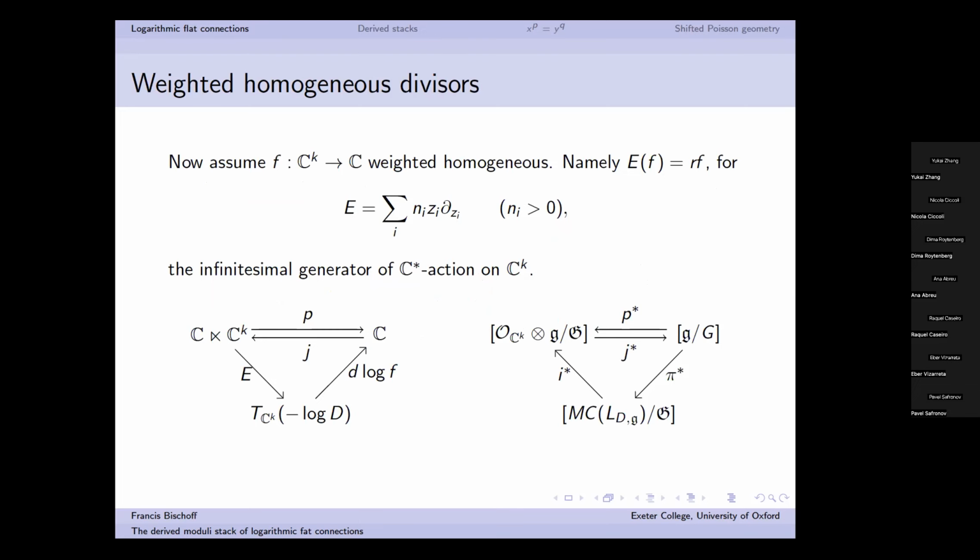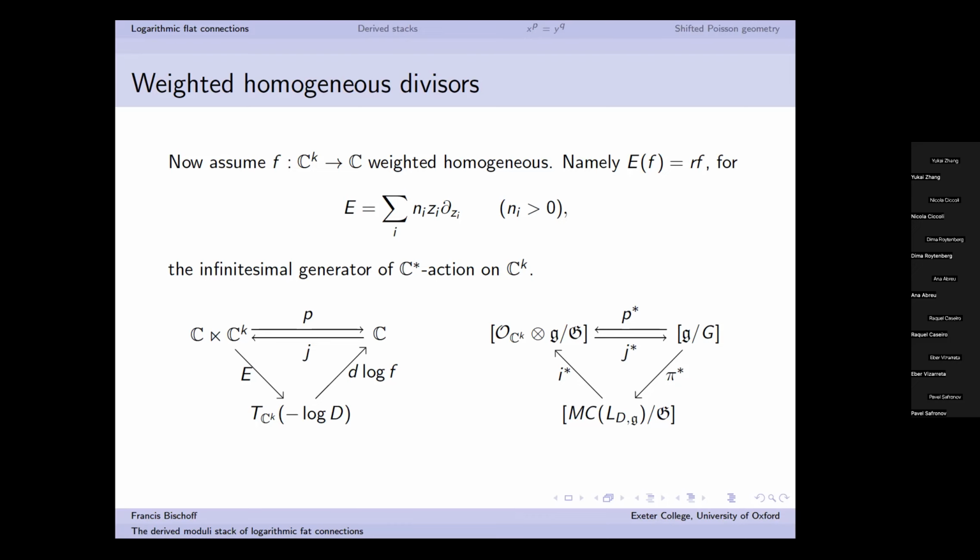I'm going to assume now that on C to the K, I have an action of C star. It's generated infinitesimally by this Euler vector field E. The effect of having this vector field is that all of the coordinates get a weight grading. I'm going to assume now that the function is homogeneous with respect to this weight grading. In other words, E applied to F is R F, for an integer R. And with this extra structure, we can define a couple of useful things that we'll use to study connections.